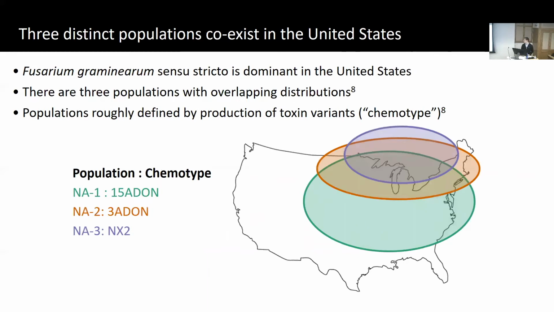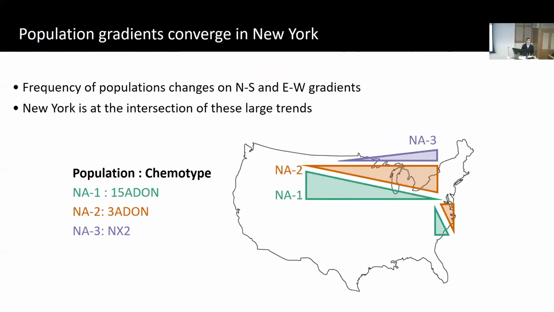I don't want to get bogged down in their chemical structures, so I've just listed the 3 most important chemotypes and their associated North American populations here. While the populations do overlap, isolates of each are present in different ratios that change across north-south and east-west gradients. The North American 1 population is predominant in the south and west, but as you move north or east, you find more of the North American 2 population.